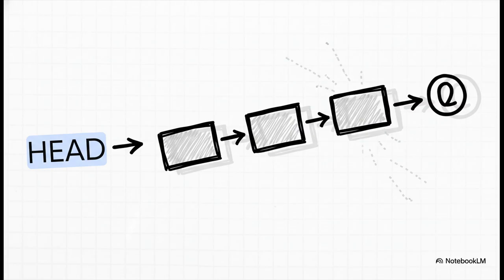Now, this is absolutely crucial. That head pointer is our only way into this list. If we accidentally lose the head, the entire list is just lost in memory. The nodes are still there, but we have no way to find them.